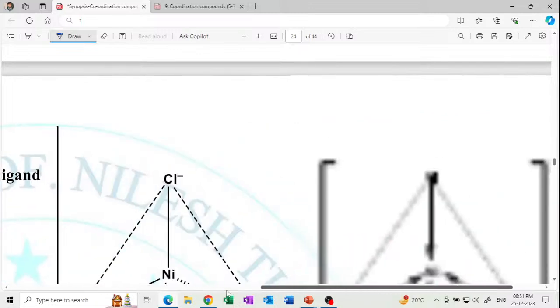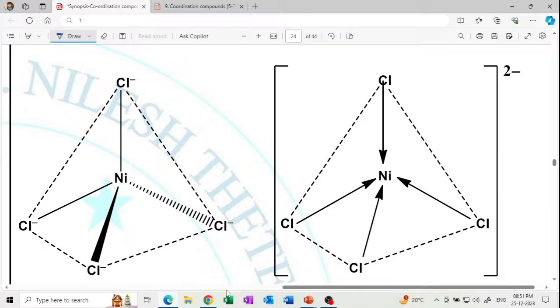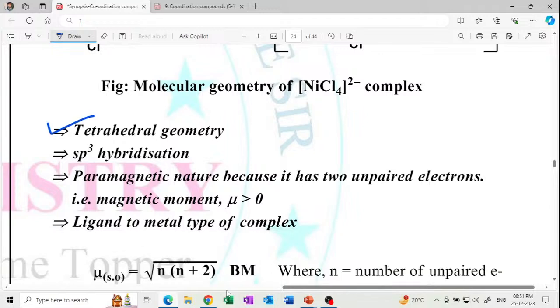Okay, now the geometry. How do you determine the geometry? So this is tetrahedral. Get it? [NiCl4]2- is tetrahedral nickel. And the molecular geometry is tetrahedral, sp3 hybridization.